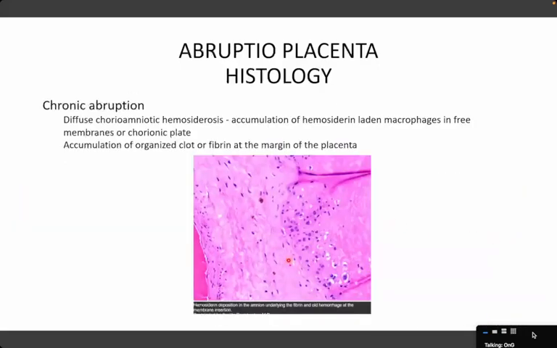In a chronic abruption, you see this brown pigment is hemosiderin deposition, and you get this accumulation of hemosiderin-laden macrophages in the free membranes or the chorionic plate. That's what we would find in a chronic abruption.